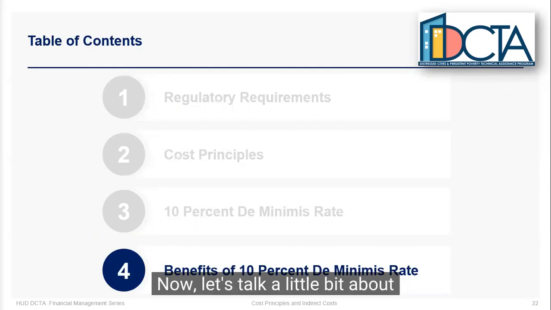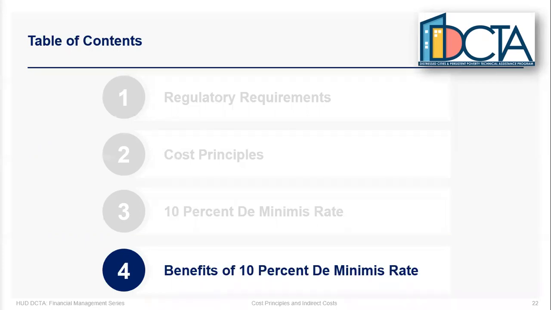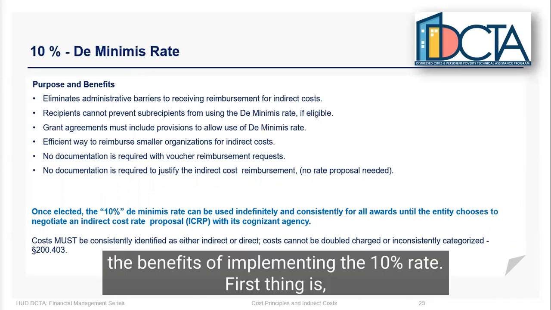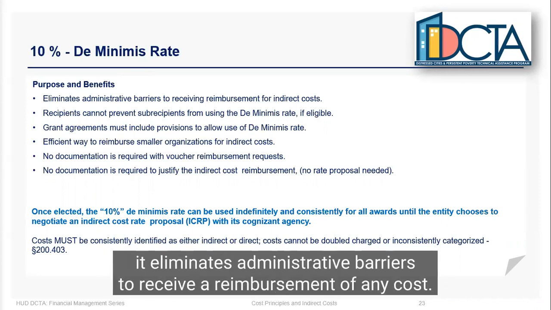Now let's talk a little bit about the benefits of implementing the 10% de minimis rate. Next slide, please. Some of the benefits of implementing the 10% de minimis rate: first thing is it eliminates administrative barriers to receiving reimbursement for indirect costs.